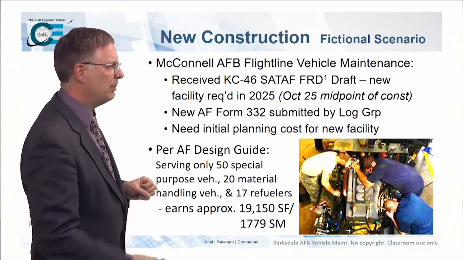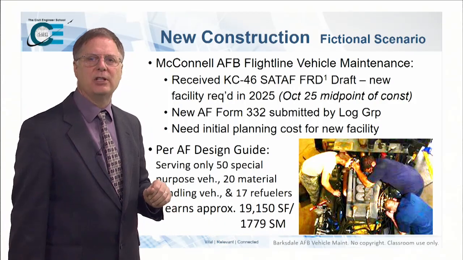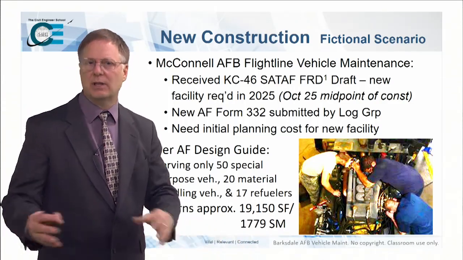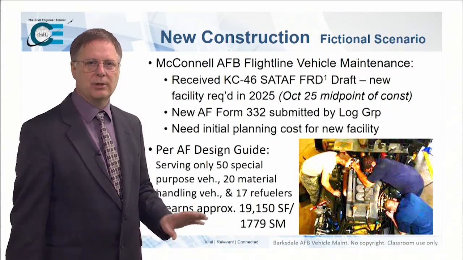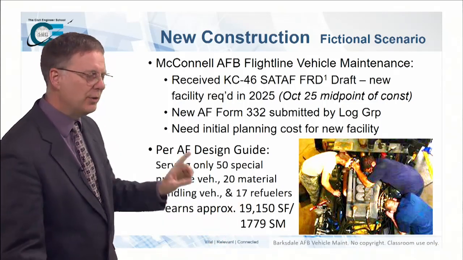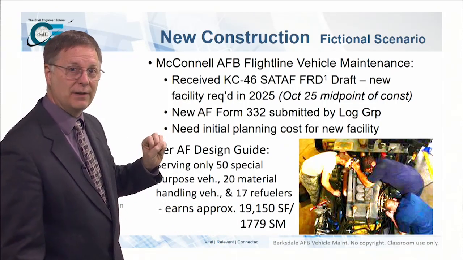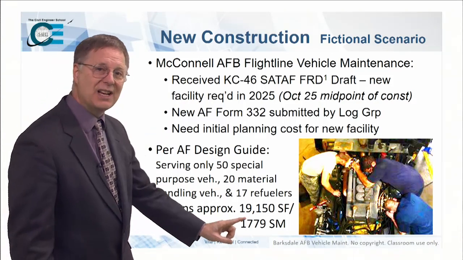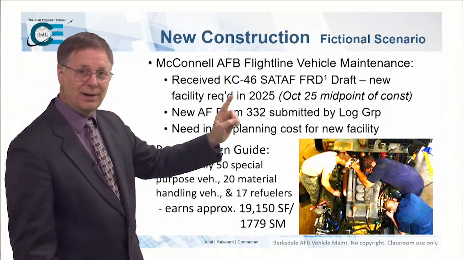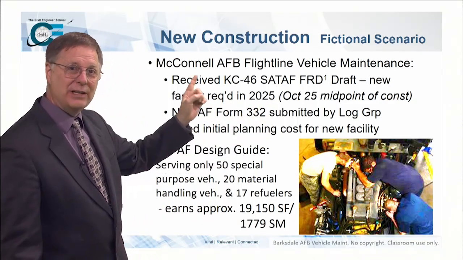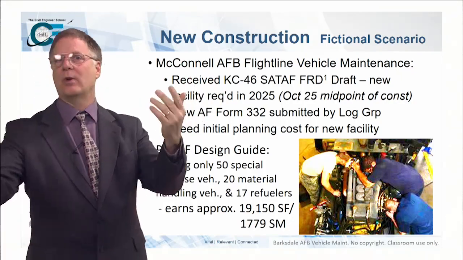But they've gone through the calculations, and they said, you know what? We need a 19,150 square foot facility. Convert that to meters, it's 1779 square meters. So this is the entry point. We know the type of facility, right? It's going to be a vehicle maintenance facility. We know the size of the facility. We know the date of the construction, and we know the location of the construction. We know those four things. We can do a square foot, square meter estimate.